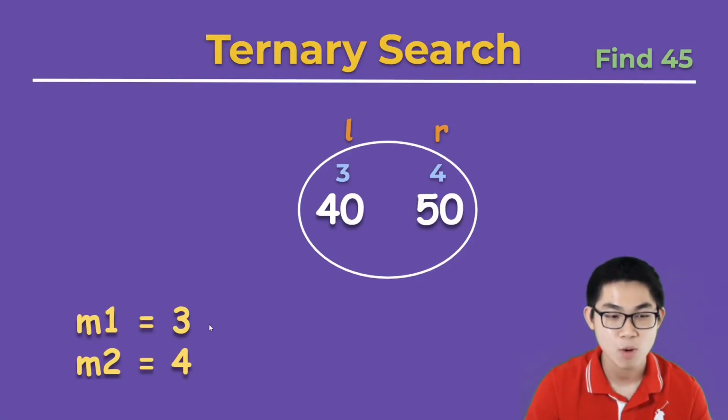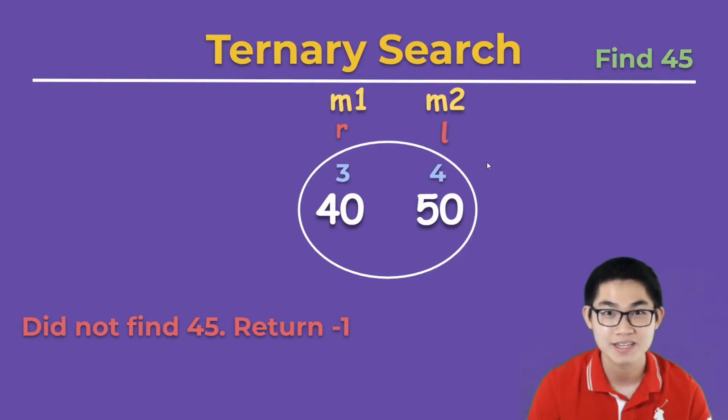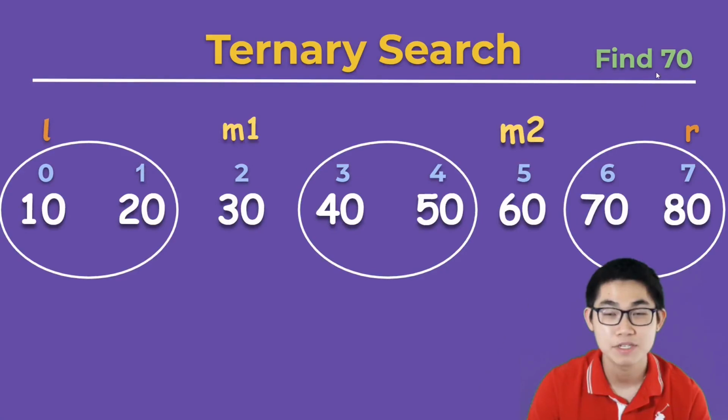So we calculate M1 and M2, which are at 3 and 4. We look at M1 and M2 again, so that's not 45. This is also not 45. But 45 is between 40 and 50. So we move L over here, and then move R over here. Now, when R is to the left of L, this indicates that 45 does not exist inside the array, so you either return false or -1. Let's try to find number 70.